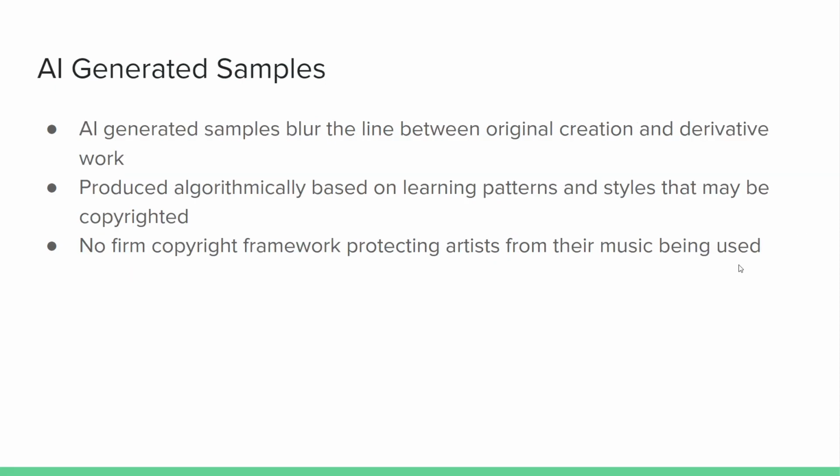So AI generated samples really blur the line between original creation and derivative work. The algorithmically produced sounds are based on learning patterns and styles that may be copyrighted. We don't really know. And there's no firm copyright framework that protects artists from their music being used.